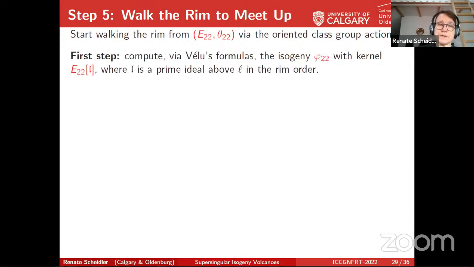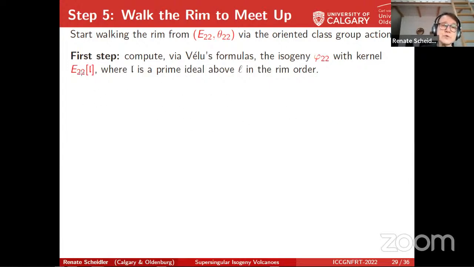So here's the step that you need to do. This is the first edge that you traverse in the rim. And remember from the class group action what you need to do. You have this prime ideal L above 2 in this case. That's the rim, that's from the rim order. And you need to compute this subgroup here. Okay, and you need to compute this isogeny.